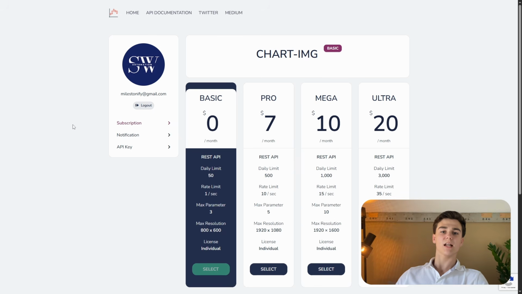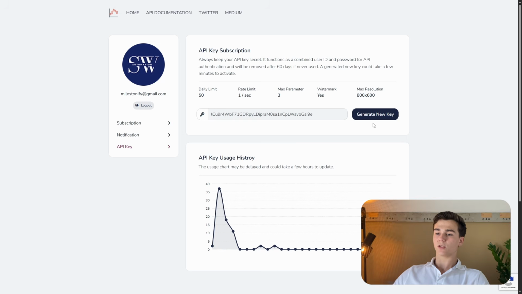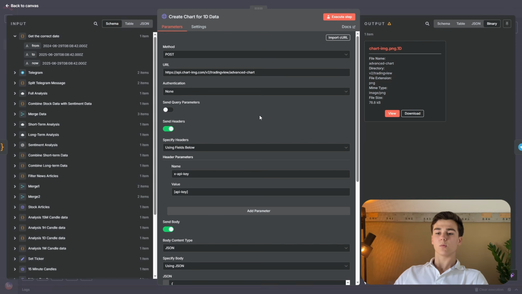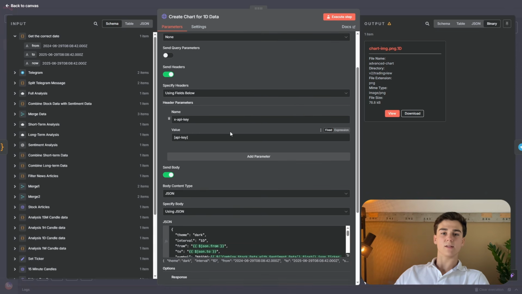Okay, so after you have selected your plan, you will get your API key, and the API key can be found by going to API keys in here, and then you will get sent to this page, and then you will press on generate new key. So you press on generate new key, then you will copy the key, and then we will go back to n8n. We are back in n8n, and in here we can see that we have turned on send headers, and then specify headers is using fields below. And then the name is going to be X API key, and here we're going to enter the value, which is the API key that you've just copied.